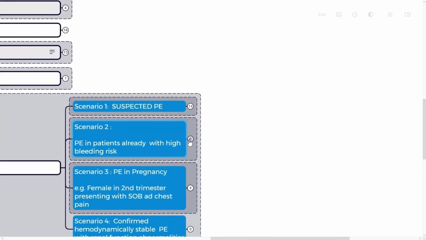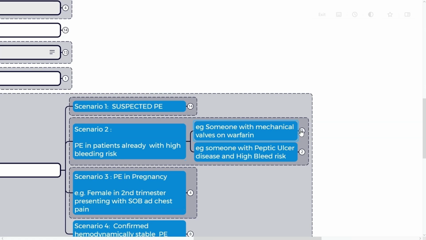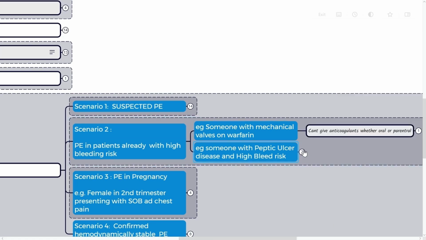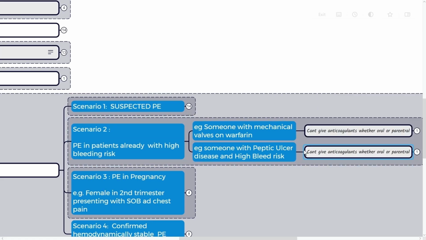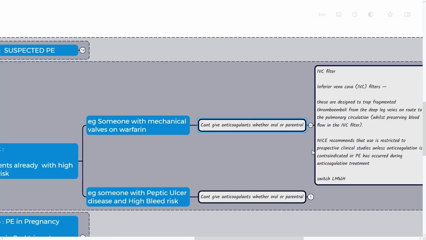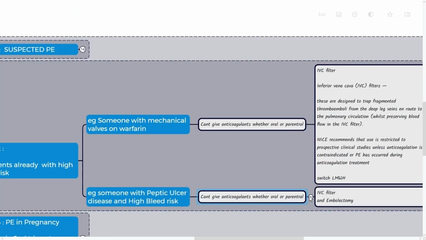Scenario 2 is a PE patient with high bleeding risk. For example, he's already on warfarin due to mechanical heart valves, or someone with peptic ulcer disease. In these cases, oral anticoagulants cannot be given, and therefore an IVC filter and/or embolectomy is the best management. Scenario 3 is PE in pregnancy.